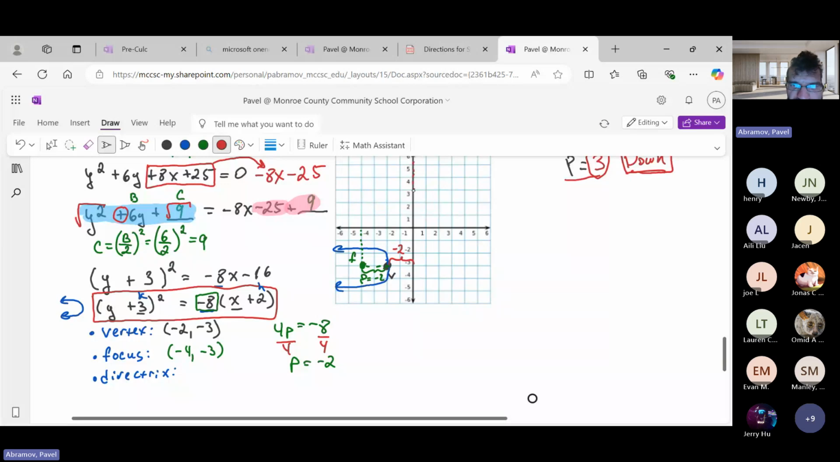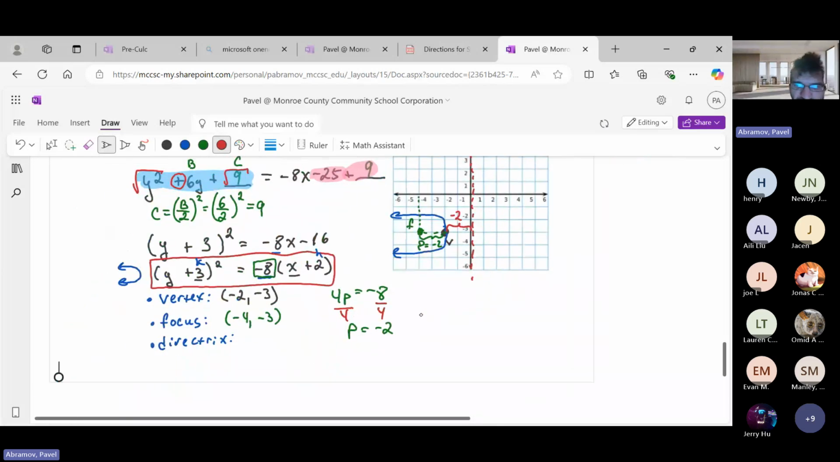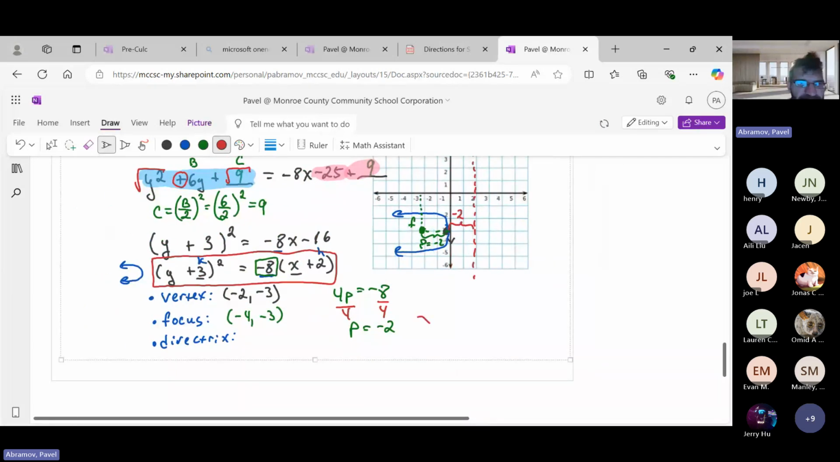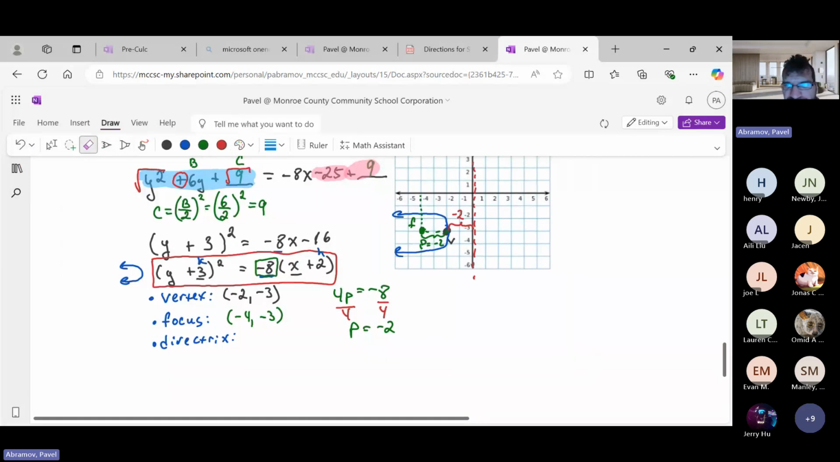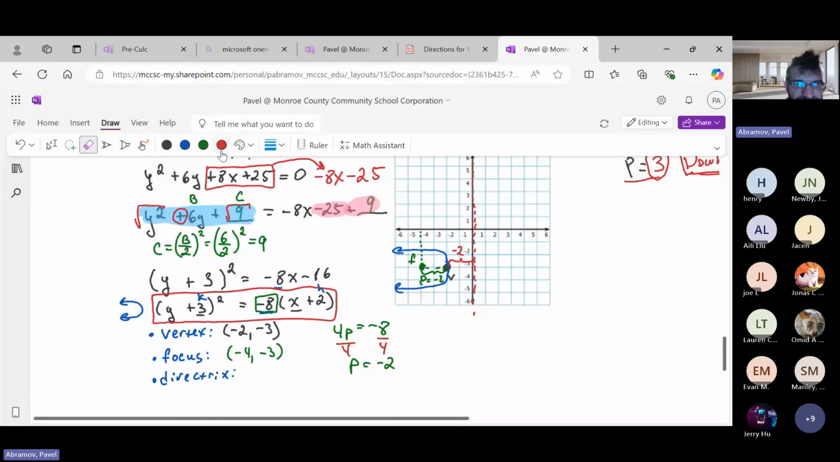So the directrix would be a vertical line like this. And remember the equation of a vertical line is always written as x equals the x-intercept. So this equation is x equals 0 in this case. So that is our directrix. And therefore, we have all parts of our parabola.